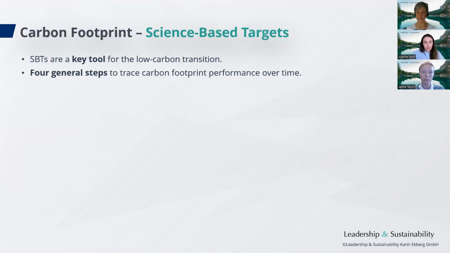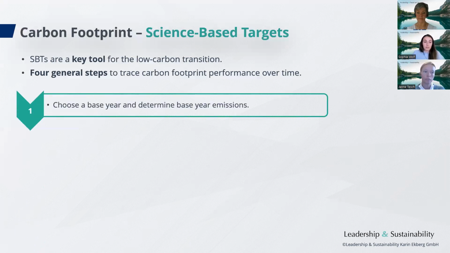To trace carbon footprint performance over time, there are generally 4 key steps to do. The first step is to establish a baseline. This is done by selecting a base year and determining your organization's emissions during this specific year. This baseline year serves as a reference point for measuring progress, and it's also essential to have a clear understanding of your starting point for the following steps.